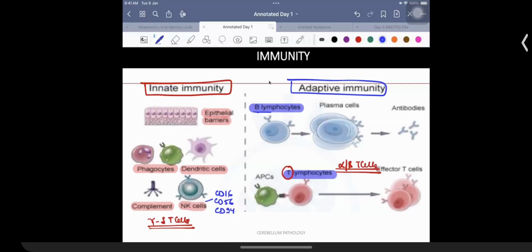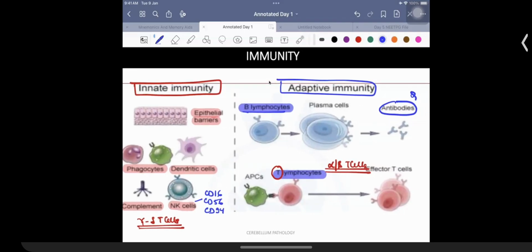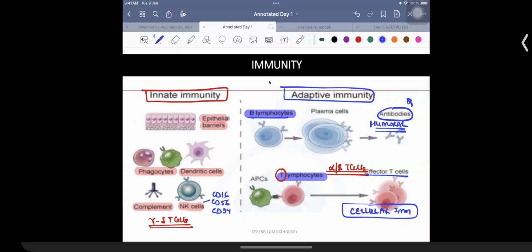Why is it important? Because B cells are going to be producing antibodies, and antibodies contribute to humoral immunity. Whereas T cells are going to be contributing to effector T cells, and they are therefore going to be contributing to cellular immunity. How are B and T cells going to be reacting with each other? How are APCs going to be reacting with the B cells is something that we'll be talking about shortly. But as of now, that's a very basic fact that you need to have an idea about.